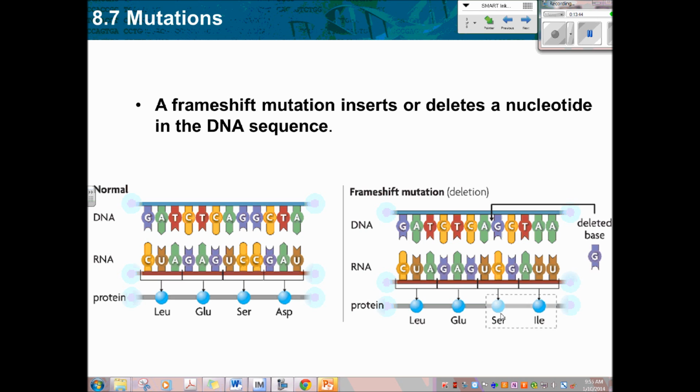Hey, this one's not so bad here though. Did it code for the same thing? Yes. But now we're still reading off every time. This is supposed to be AUU, it's GAU, we have a different one. And it's going to continue screwed up, sometimes getting lucky, sometimes not. This protein's probably not going to work because it doesn't just have one mess up, it's going to have a bunch of them. You guys following me? Okay, so that's a frame shift mutation.